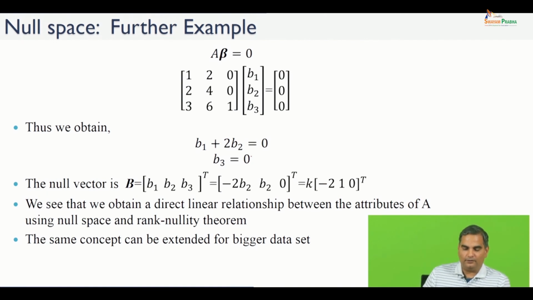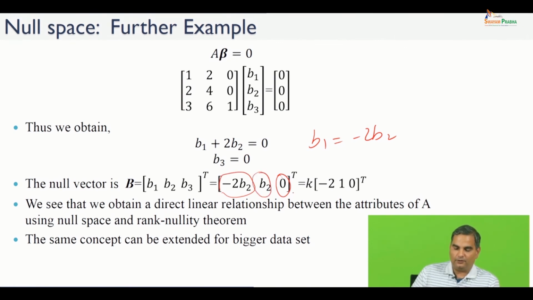Now, when you want to solve this, notice that b3 is fixed to be 0. However, from this equation what you can get is b1 is minus 2b2. So, what we have done is, instead of b1 we have put minus 2b2, retained b2 and 0. This basically tells us that you can get a null space vector which is minus 2 1 0. However, whatever scalar multiple you use, it will still remain a null space vector. So, this is easily seen from the following.